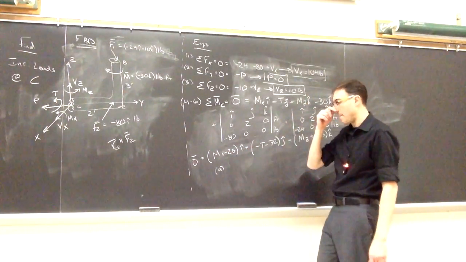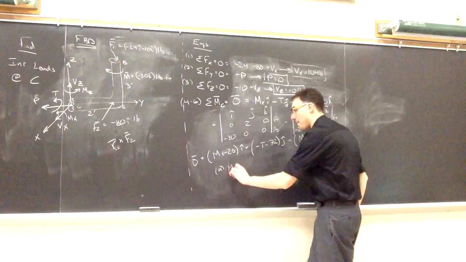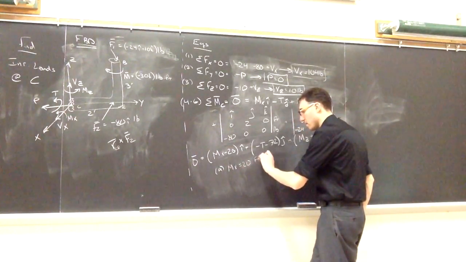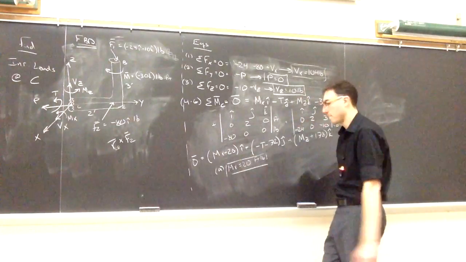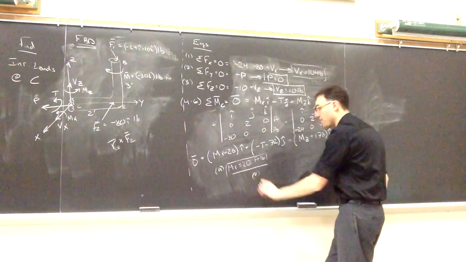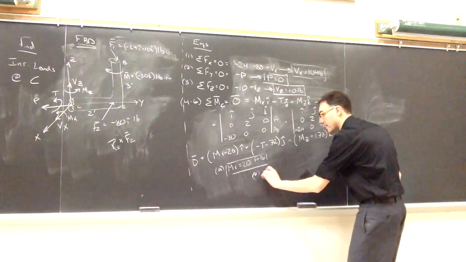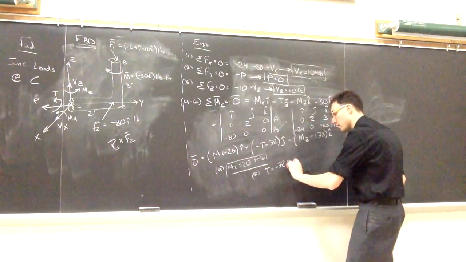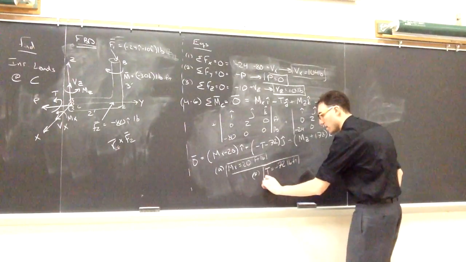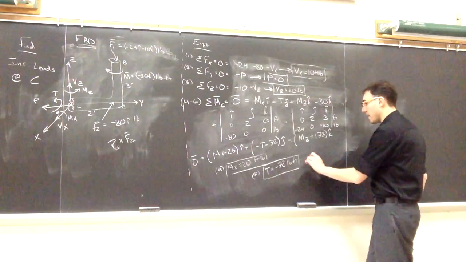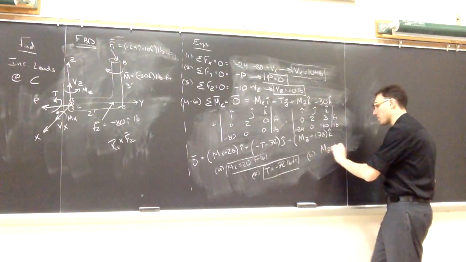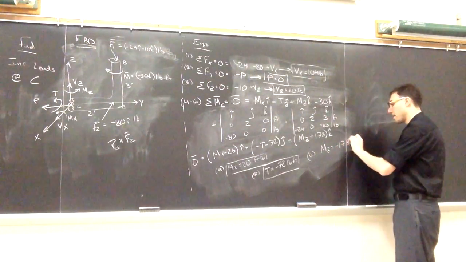So 0 equals Mx minus 20 means that Mx is equal to 20 pound-feet. Setting my j coefficients equal to 0, I will get that T is equal to a negative 72 pound-feet. And my k coefficients equal to 0, I will get that Mz is equal to a negative 178 pound-feet.